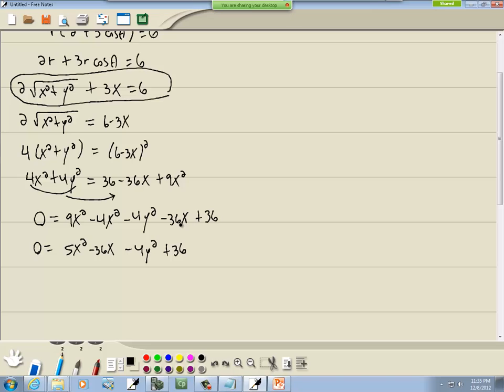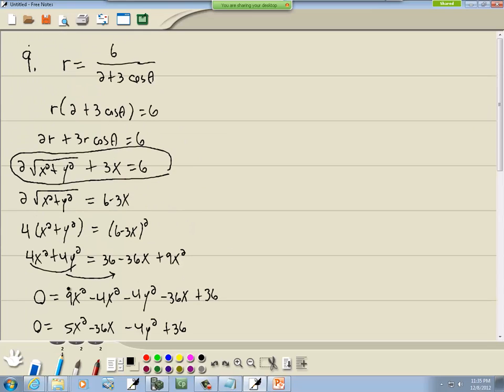Well, that's not come out nice at all, but then again, I made the problem up. I guess I'll stop there. But this would be a hyperbola if we were to go through and put it in the standard form and so forth. If I were to factor out a 5, I'd have 36 over 5, and then completing the square on that would be just hideous. But anyway, that's our answer right there.